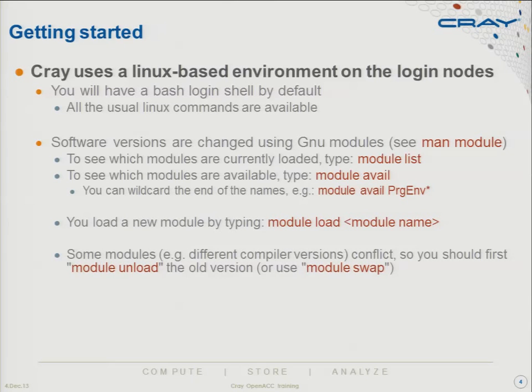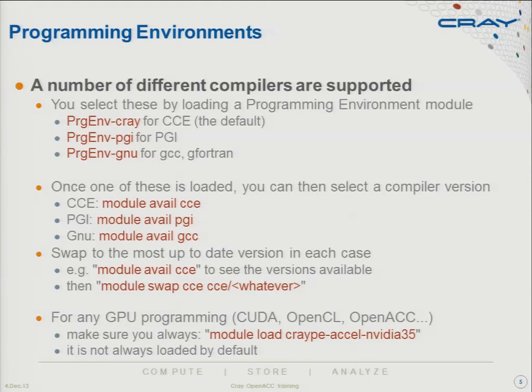The login nodes that you log into are Linux-based. You're in a bash shell, and you've got all the usual Linux commands. Software is controlled using the GNU module command. You shouldn't need to do very much with that. You can change which compiler you use by changing the programming environment module. When you log in, you get the Cray one, and that's the one we're going to use for this. If you want a different compiler, you change that module.